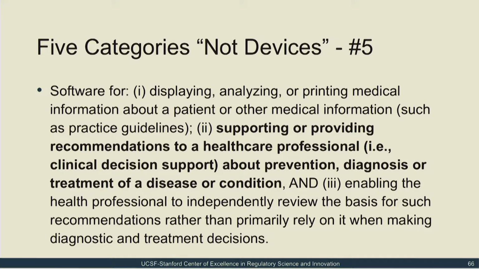Now, here comes the most interesting of the 5 categories. This is software displaying, analyzing, or printing medical information, or supporting or providing recommendations to a healthcare professional about prevention, diagnosis, or treatment, as long as it is also enabling such healthcare professional to independently review the basis for these recommendations. Well, this is the working definition of clinical decision support software.